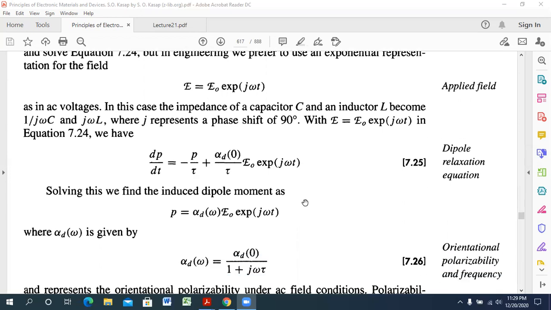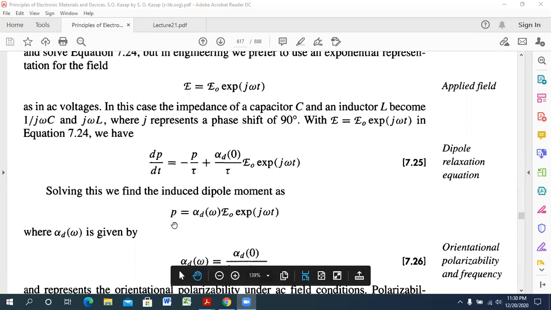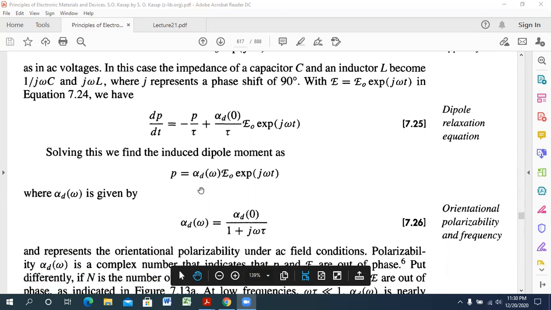Now look, I know all of you know about this first order differential equation, integration of this first order differential equation, or the solution of this first order differential equation. If we integrate these things, then we will get the solution as p equals to alpha d omega, where this omega is a frequency dependent thing, alpha d omega E naught exponential j omega t, right? Now, where this alpha d omega equals to alpha d 0 divided by 1 plus j omega tau.